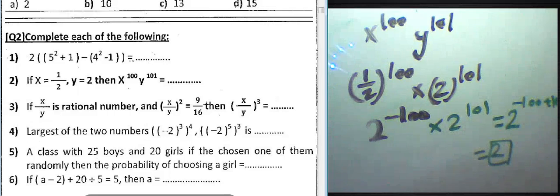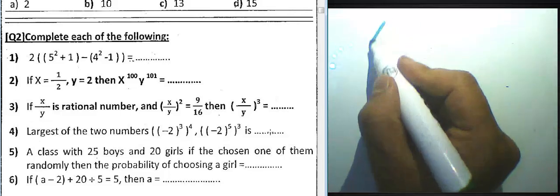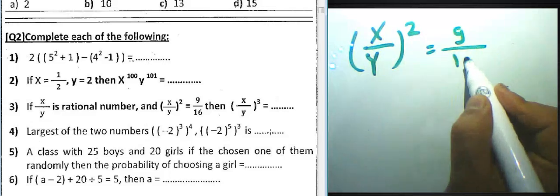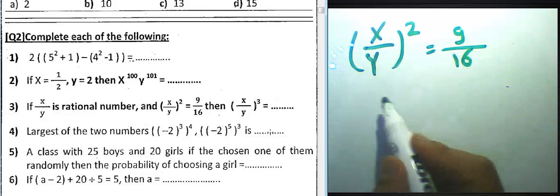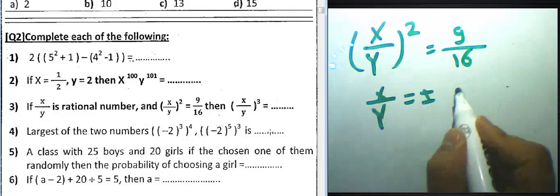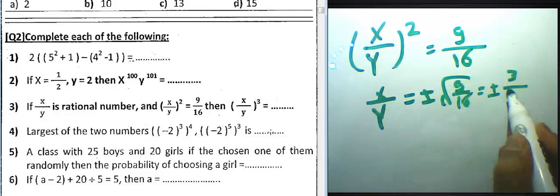Question number 3. If x over y is a rational number and x over y all power 2 equals 9 over 16, then x over y power 3 equals what? First, you must find x over y in the simplest form. We have x over y all power 2 equal 9 over 16, so we must take the square root of both sides. Then x over y will be positive or negative square root of 9 over 16, which is positive or negative 3 over 4.